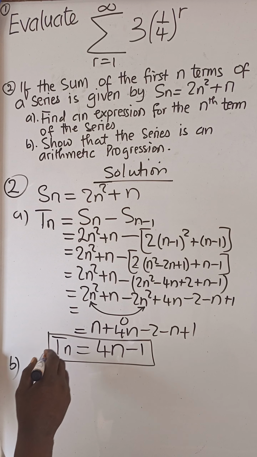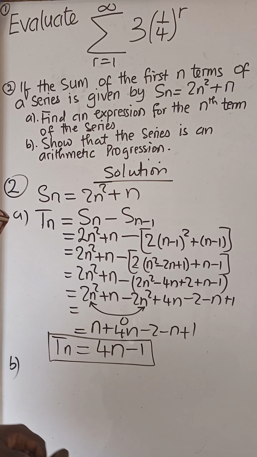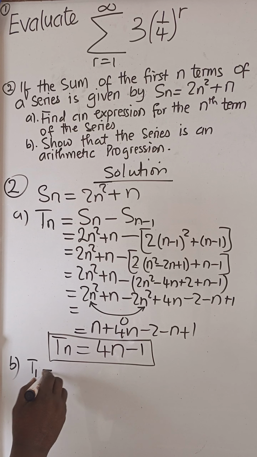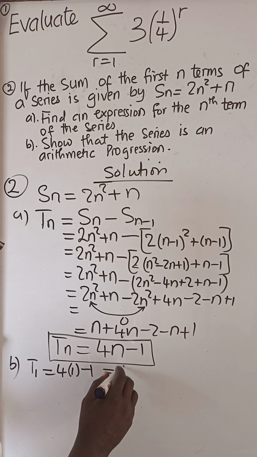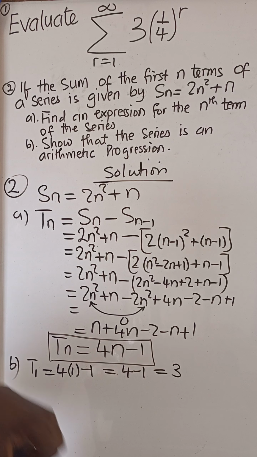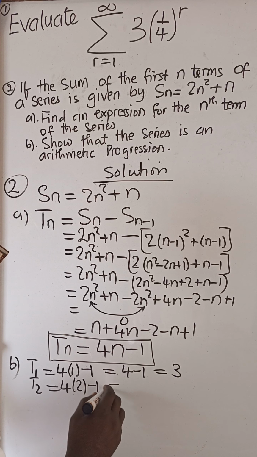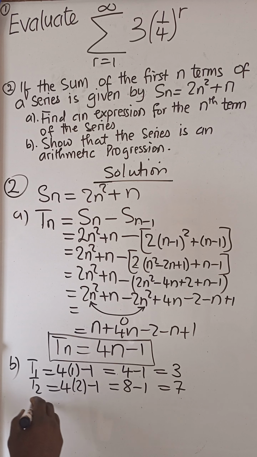That's what we have. To be able to demonstrate that, we need at least the first 3 terms of that series. Now, the first term is when n is 1. So we're going to replace n with 1. That gives us 4 minus 1, which is 3. So our first term in that series is 3. Second term is when n is 2. And so we have 8 minus 1, we got 7.